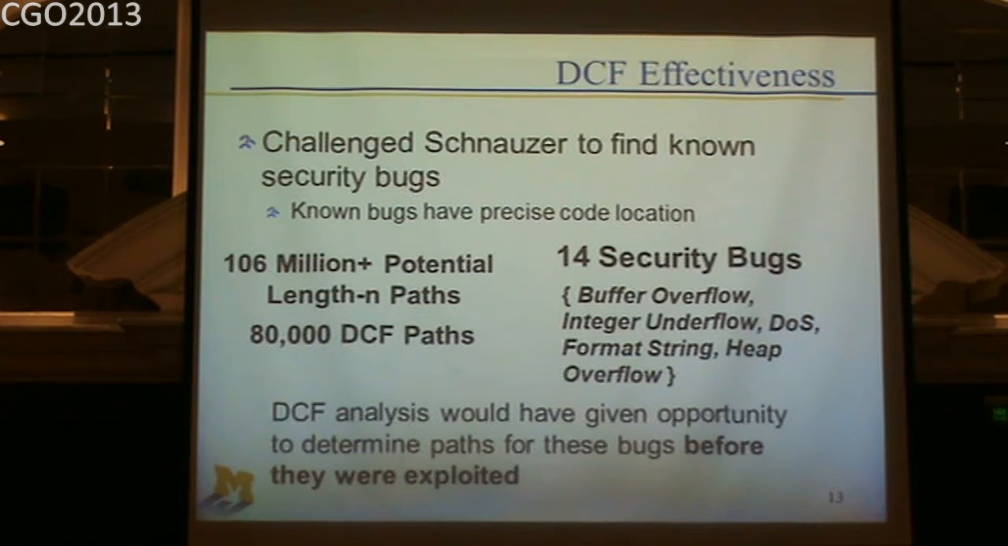Now, we conducted a similar study on the SQLite fixed bugs database as well. And what we discovered there was that 12 of the 20 most recently fixed bugs at the time indeed were on the dynamic control frontier that we discovered for that application. And further, 5 of those 12 bugs were clearly enabling security exploits.